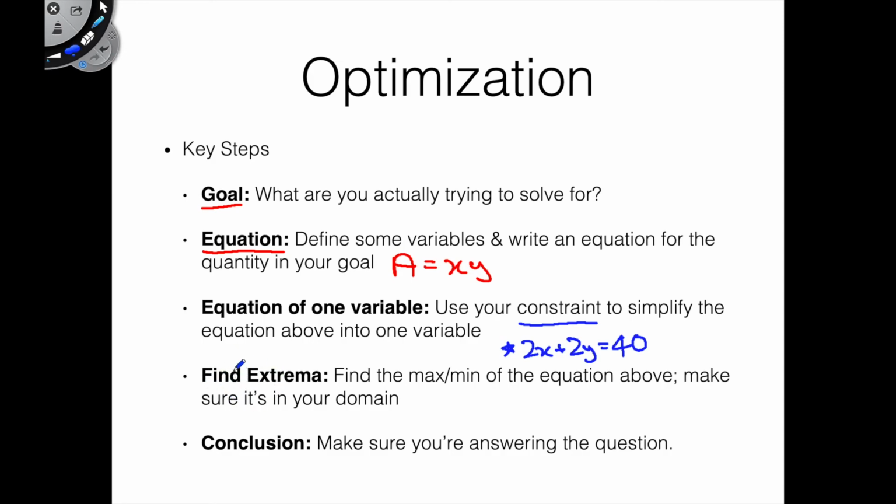Okay, so that's that. And the final step, of course, is we want to have a conclusion. This step is basically where we actually answer the question. So for example, if the question asks for dimensions, you want to go ahead and actually provide both, or however many dimensions you're being asked for. So that's basically all the steps.